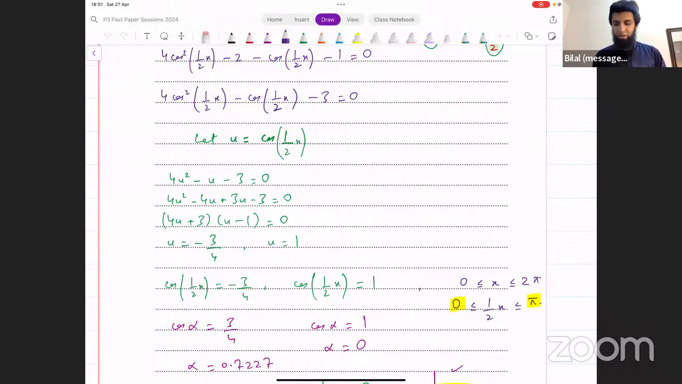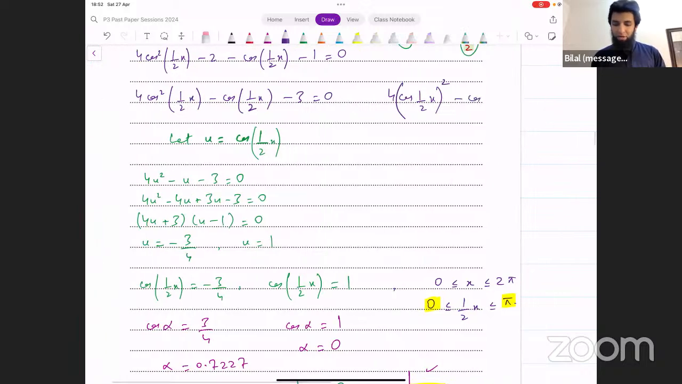No. So what we're doing is we have 4 cos. The actual form is 4 cos half x whole squared minus cos of half x minus 3. This is what the form is. Now, you have a square term, you have a power 1 term, and you have a constant. So whatever is inside here, inside the power, this is power 2, this is power 1. So that's basically a quadratic equation.